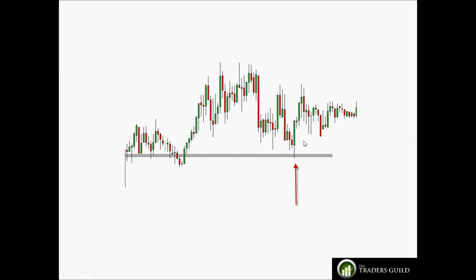You have to use common sense as to what the bar is telling you, not mechanics. Trading isn't mechanical. It's using common sense, being objective. Okay, this bar completely engulfs the previous 3 bars. It is at a support zone.